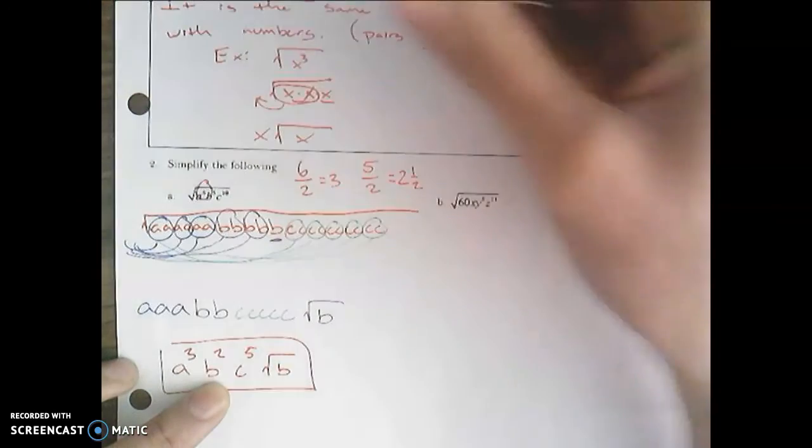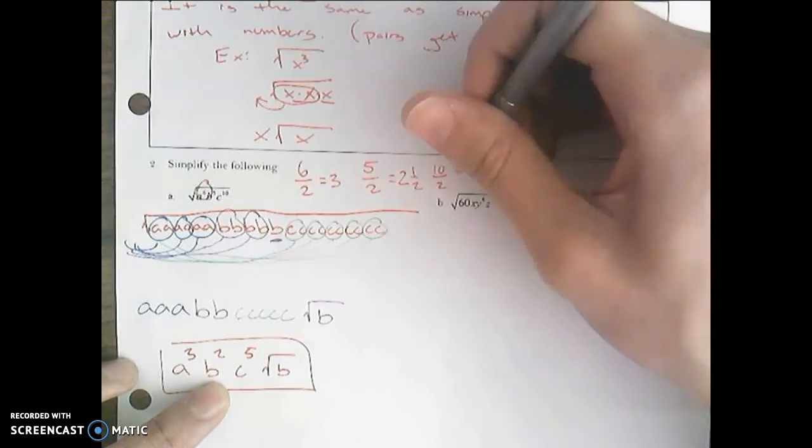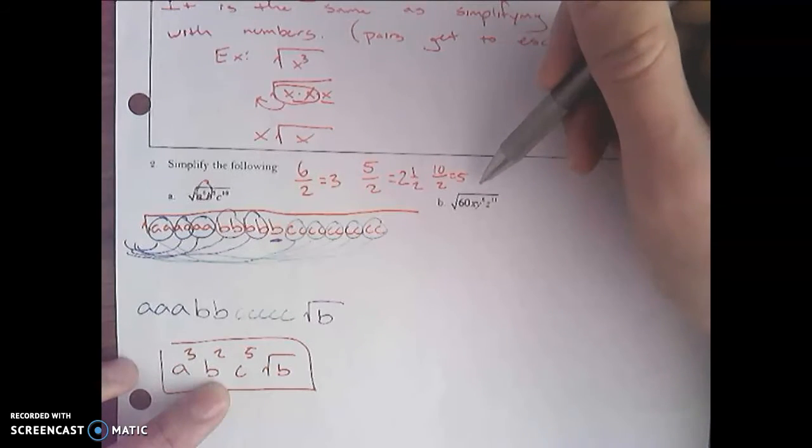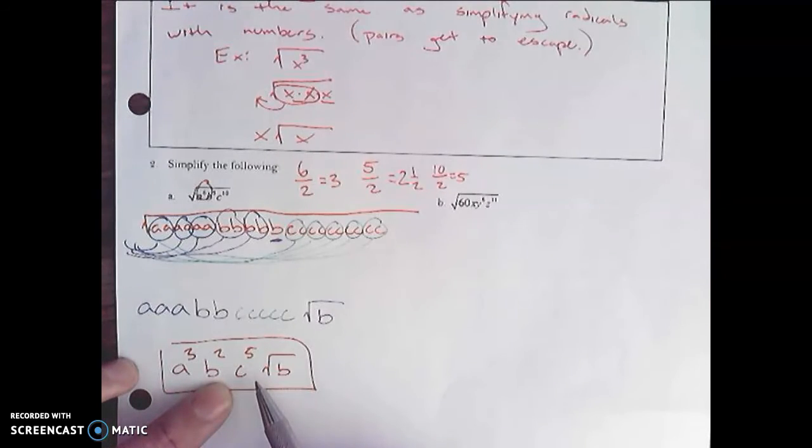And then for c to the 10th, we have 10 divided by 2. That gives us 5. So 5 comes out. There's nothing left over, so nothing stays inside. So that's where we get that c to the 5th.